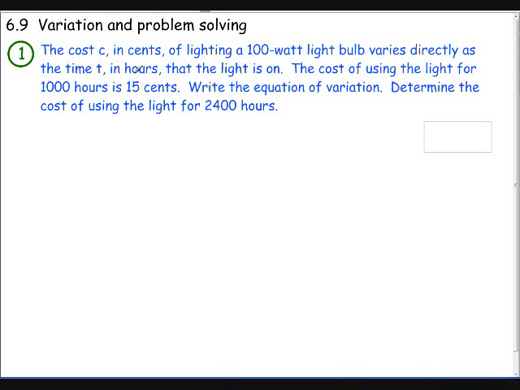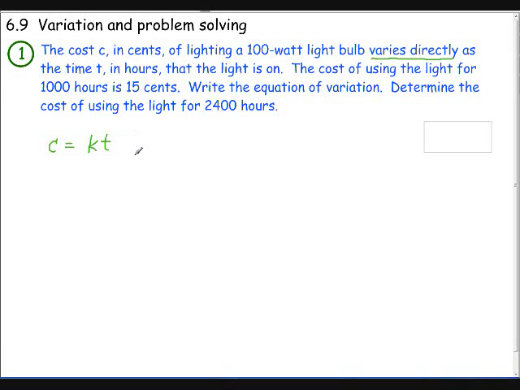All right, let's look at this one. The cost of lighting a 100 watt light bulb, and of course we do this in cents because, despite all our concerns about the cost of electricity, when we're talking about just doing a light bulb, we better talk in cents. The cost C of lighting a 100 watt light bulb varies directly. When I see these words, varies directly, that's when I write equals K times, in this case, T, the time.